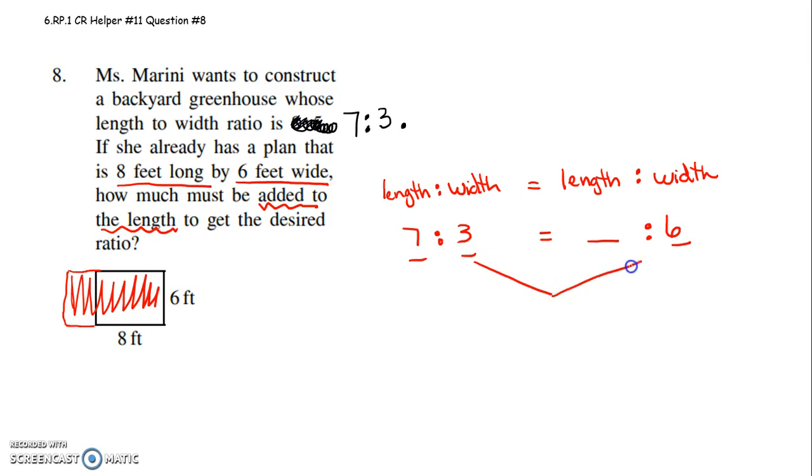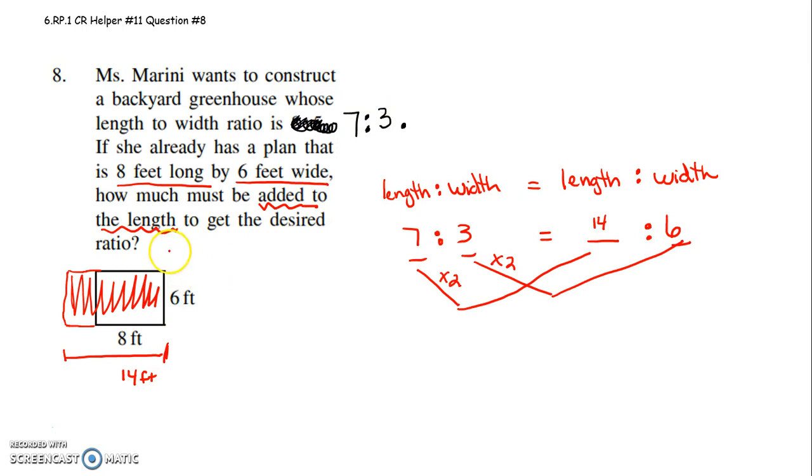Well, let's see. You know about the width, so you go from width to width. 3 times 2 is 6. So then you would say 7 times 2 is 14. That means the overall length of the rectangle would have to be 14 feet in order for the ratio to actually be 7:3. Because 7 times 2 is 14, 3 times 2 is 6.